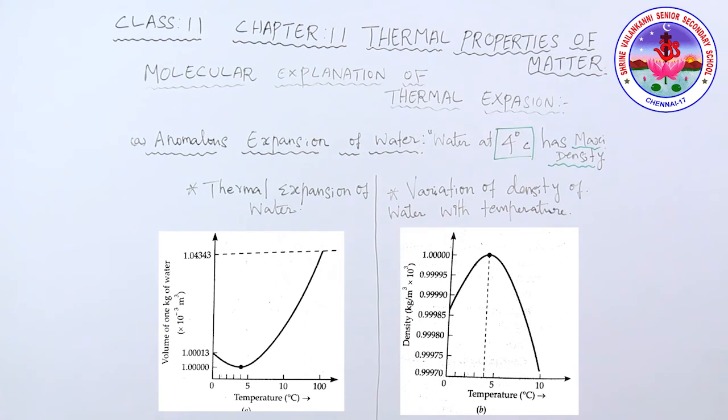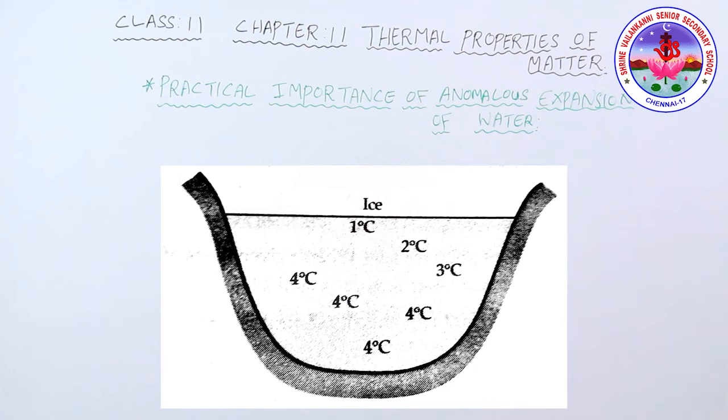Now, when water at 0 degrees Celsius is heated, its volume actually decreases, so the density increases until its temperature reaches 4 degrees Celsius. Above 4 degrees Celsius, the volume increases and therefore the density decreases. In that way, we can say that water at 4 degrees Celsius has the maximum density. The practical importance of the anomalous expansion of water, as we already explained, is that water at 4 degrees Celsius has the maximum density, right?